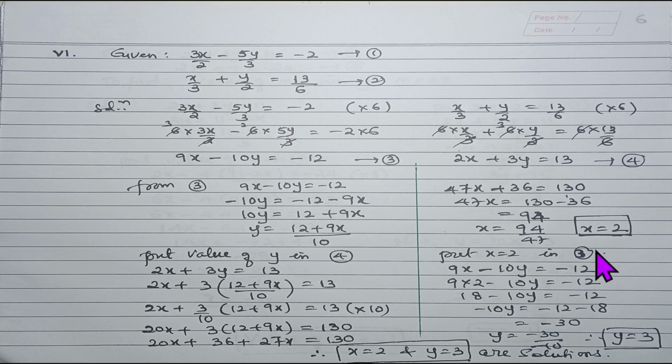Now put x is equal to 2 in equation number 3. I can take 3 or 4. I will take 3 here. So 9x minus 10y equal to minus 12. x is 2. Put the value of x here. 9 into 2 is 18. Minus 10y as it is, minus 12. Then minus 10y, taking that 18 to that side, you get minus 12 minus 18. Minus 12 minus 18 is minus 30. Therefore y is equal to minus 30 by minus 10, and y is equal to 3. So therefore we have x is equal to 2 and y is equal to 3.